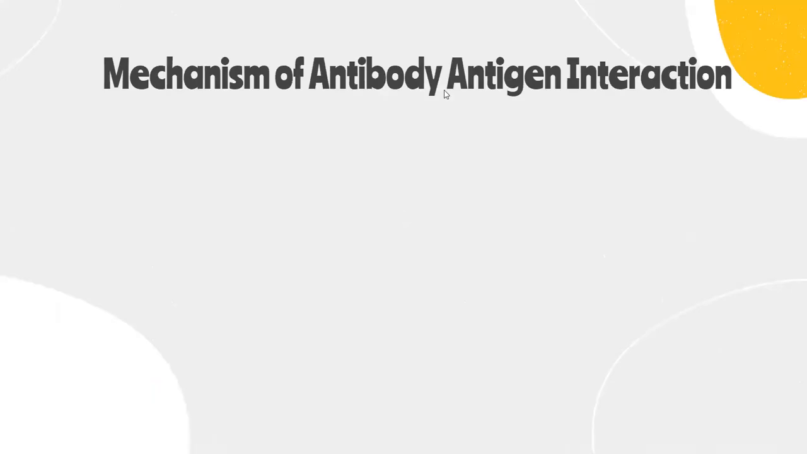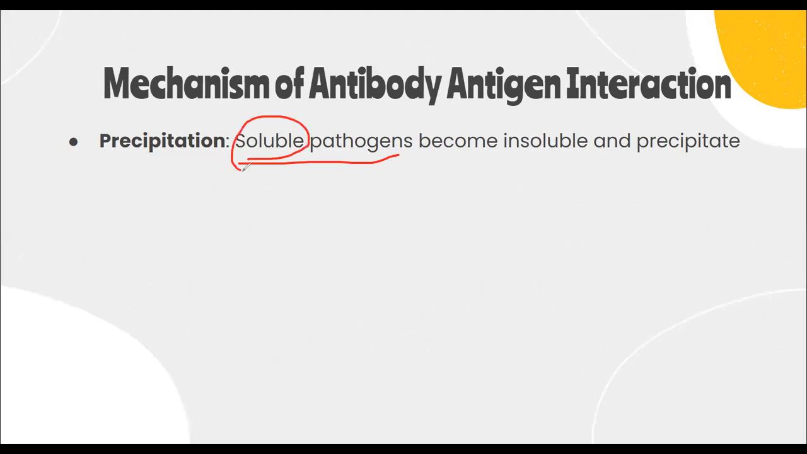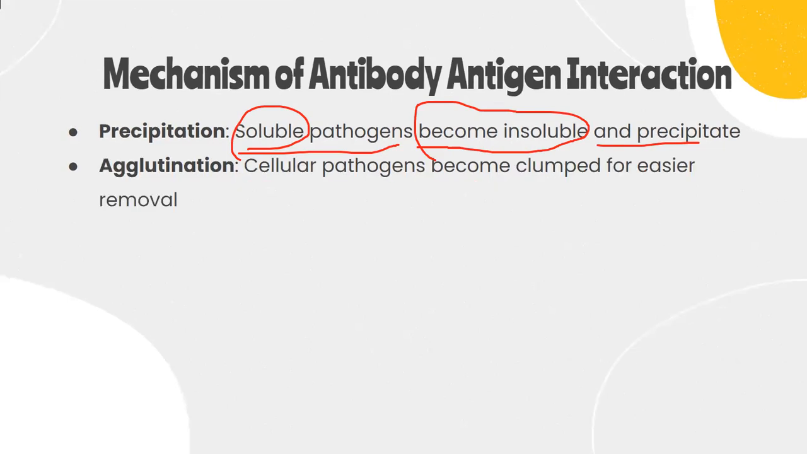Now, antigen and antibody can interact and the antibody can get away with the antigen in different mechanisms. The first one is precipitation, wherein if the pathogen which has entered the body is soluble in nature, the antibody creates an environment that causes the pathogen to become insoluble, and then it will precipitate out, and that precipitate can be further phagocytosed by phagocytic cells like macrophages or natural killer cells.